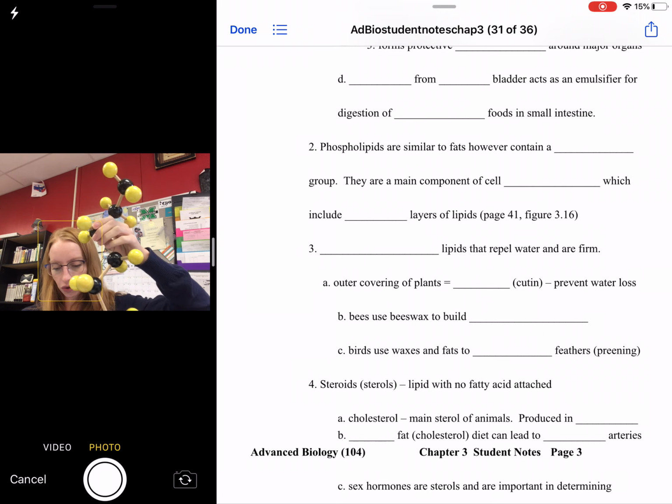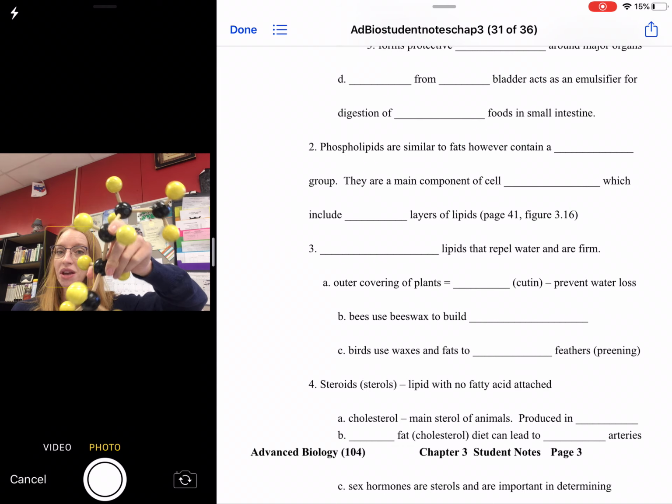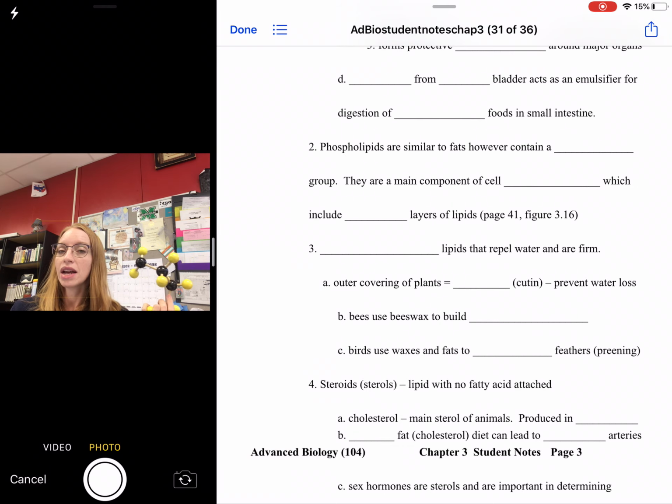The next one is phospholipids. Phospholipids are similar to fats. However, they contain a phosphate group, which is phosphorus and oxygens on it. The phosphorus and oxygens are hydrophilic. They like water. The lipid part, again, is hydrophobic. They don't like water. And they are a main component of cell membranes, which include 2 layers of lipids.